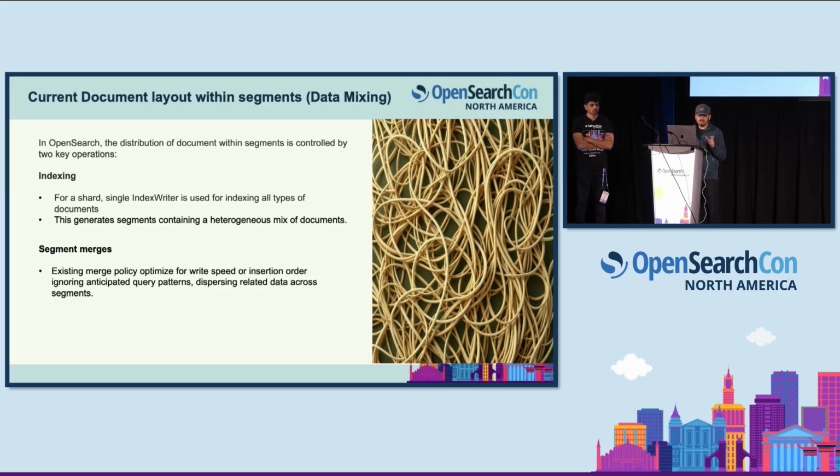Now the issue with this is that for a particular shard right now, OpenSearch uses a single index writer to index all kinds of documents within a particular shard. The issue with this, connected with the previous example, is that since 4xx, 5xx and 200 logs will all be indexed using the same index writer, the underlying segments that get generated will contain a heterogeneous mix of documents.